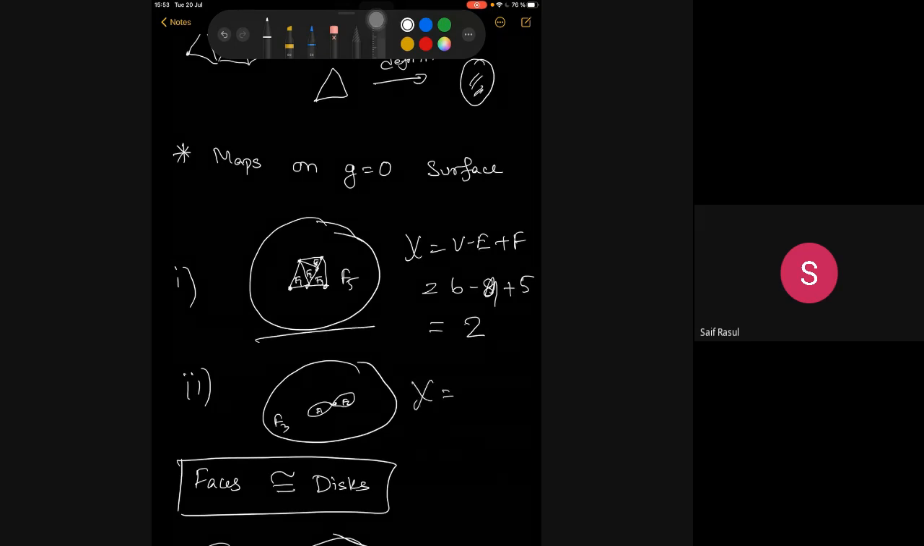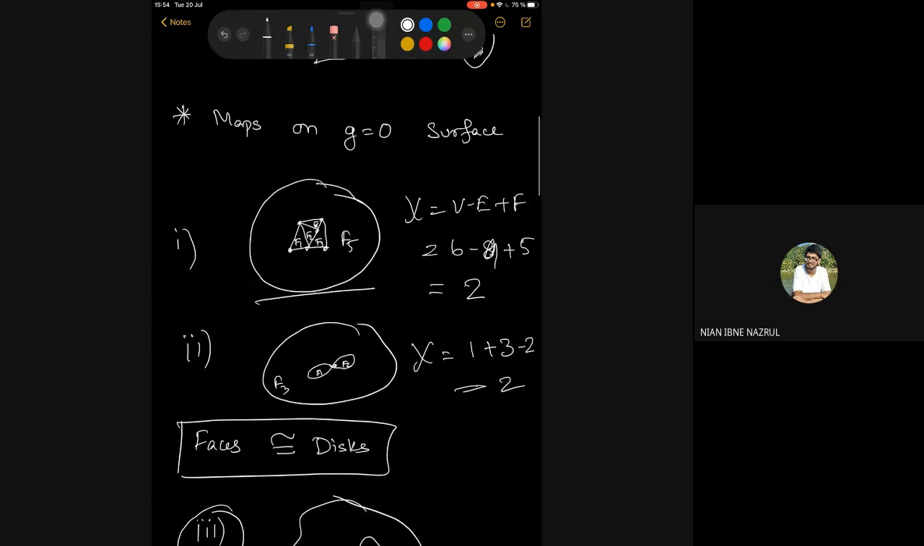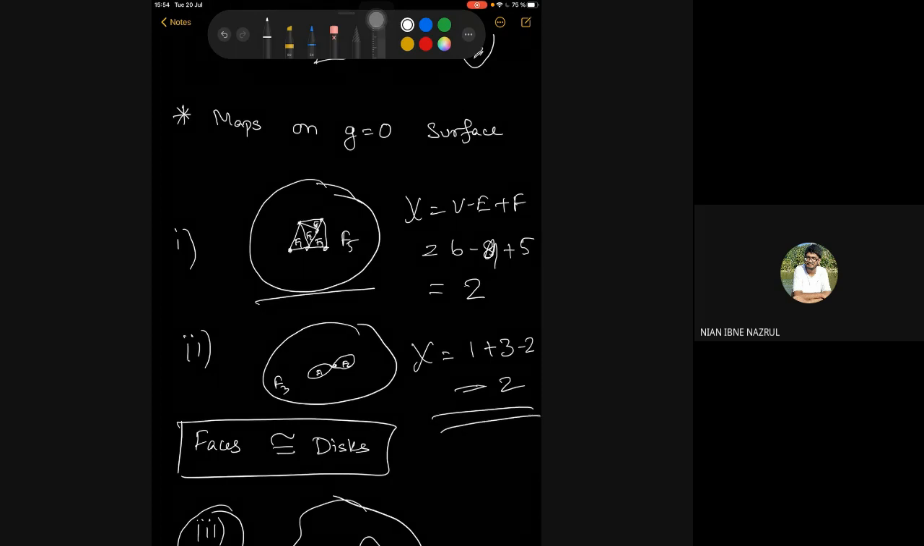Let's see what it is for this map. We have 1 vertex, and how many faces do I have? 3. And how many edges do I have? 2 edges. So the Euler characteristic is 2. For the genus 0 case, we see that for any map you draw, the Euler characteristic will be 2.